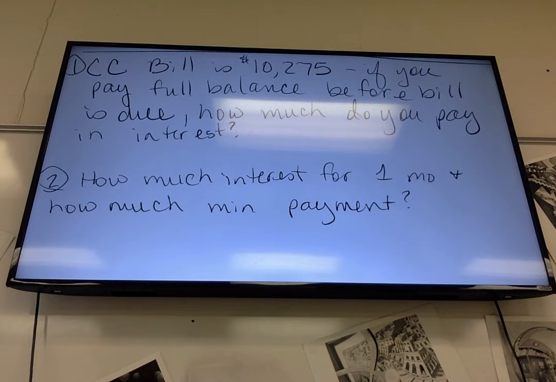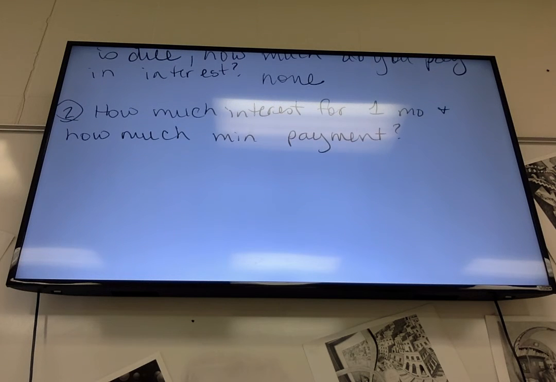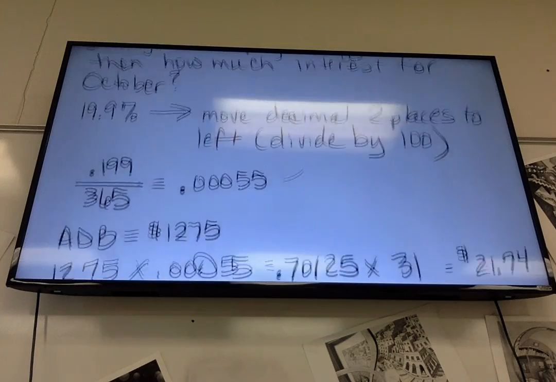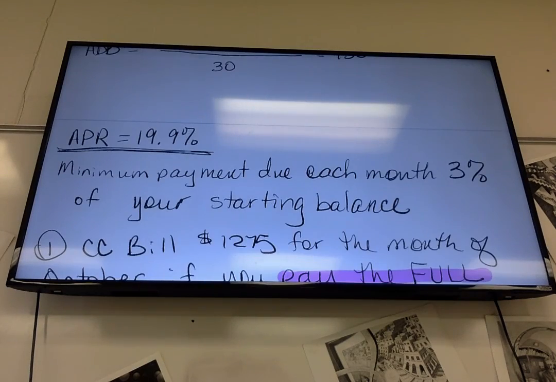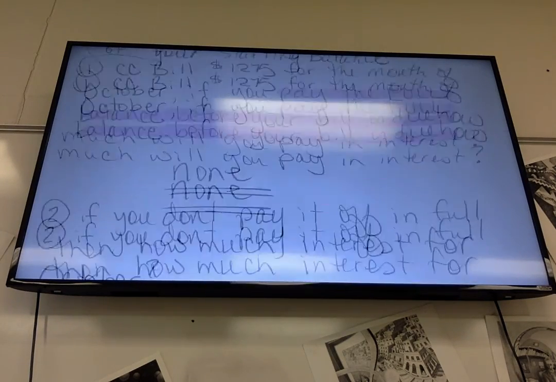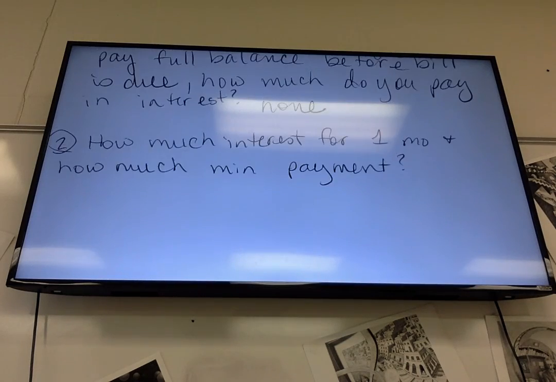And due to time, I'm going to go ahead. I walked around and I saw everybody on this first one had none, which is awesome. That's the main thing I want to get across. If you can pay off that credit card, you don't have interest. Second is interest for 1 month, and it doesn't tell us what month, so we're just going to assume 30 days. So it's still 19.9%. Those were the assumptions that we made at the very beginning here, unless it's told otherwise.